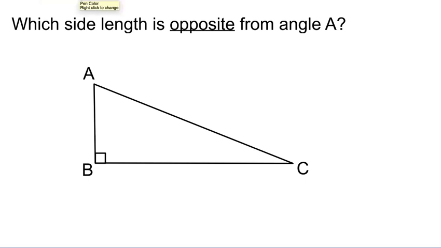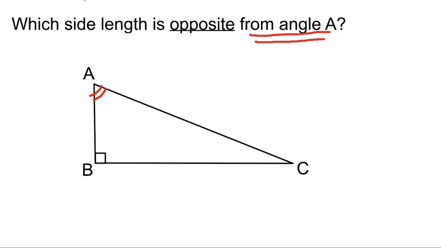So, more terminology: the term opposite. This question asks, which side length is opposite from angle A? The point of reference here is a key part of this. From the perspective of angle A, so if you were standing at this location, you have the three side lengths of the triangle arrayed in different locations relative to where you are. Right next to you is the side length AB, and directly across from you is the side length BC.